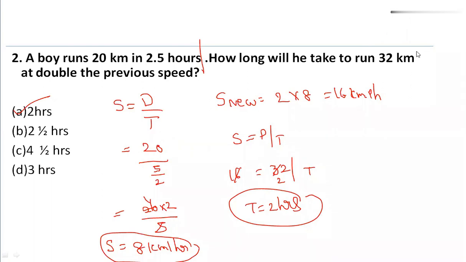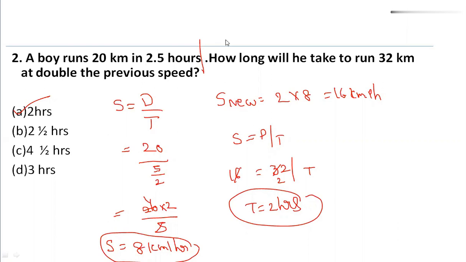So with basic information of distance and time, we can find out the speed of the particular person. After that, depending upon the condition they have given, in this question, they're asking us to double the speed. Next time, they can ask us to increase the speed by 5 kilometers or decrease the speed by 2 kilometers. So depending upon the condition, for the new distance, we have to find out the time taken to cover it. Okay. Clear with it, guys?